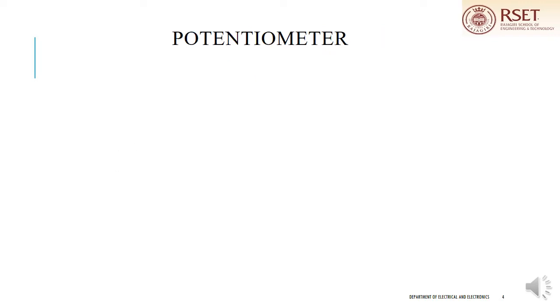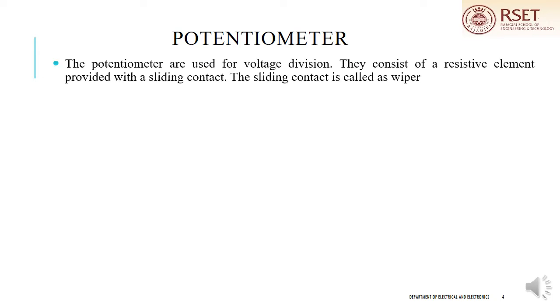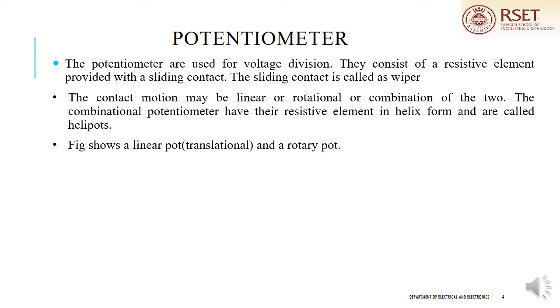Now coming to potentiometers, the potentiometers are used for voltage division. They consist of a resistive element provided with a sliding contact. The sliding contact is known as the wiper. The contact motion can be linear, rotational, or a combination of both. The combination potentiometers have the resistive element in helix form and they are known as helipots. The following figure shows the rotational potentiometer and linear pot.